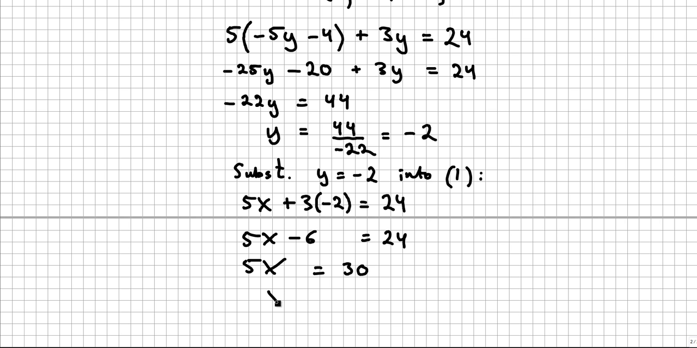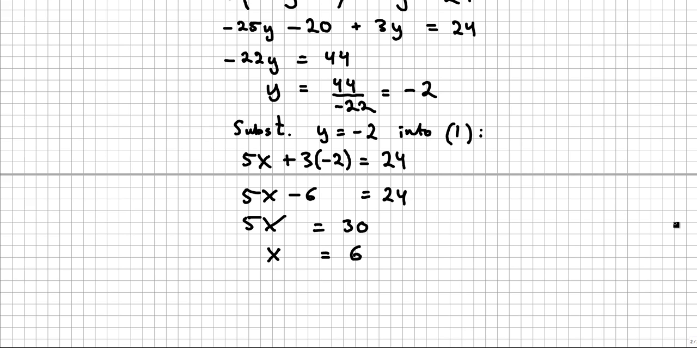Now we just have to divide this side by 5 and this side by 5. 30 divided by 5 is 6. And we're gonna finish this exercise by writing out the answer. X is equal to 6 and y is equal to -2.